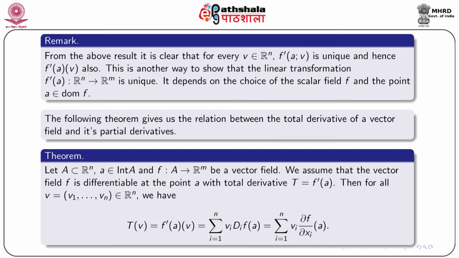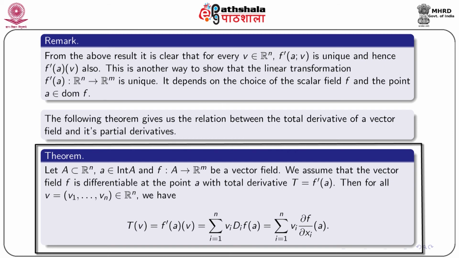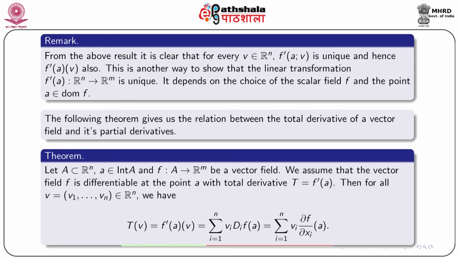The theorem reads as follows. Let A be a subset of R^n, a an interior point of the set A, and f a map from A to R^m. We further assume that the vector field f is differentiable at the point a with total derivative T equal to f'(a). Then for every vector v = (v1, ..., vn) in R^n, we have T_v, which is nothing but f'(a) operated on v, equals the summation i equal to 1 to n of v_i times the partial derivative of f with respect to x_i at a, that is, the summation of v_i ∂f/∂x_i at a.